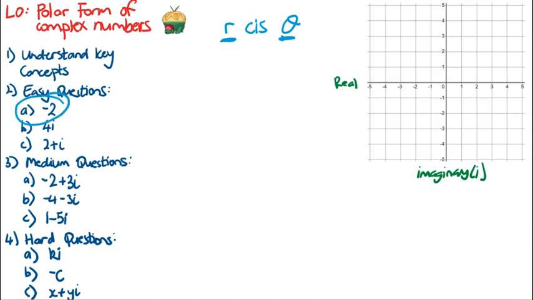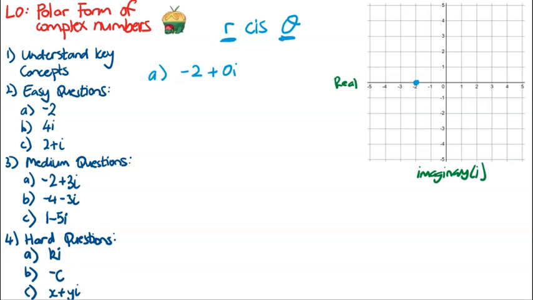So the first question we got here is A. Our rectangular form is -2, but don't forget there's no i's there, so that's actually plus 0i. So we're going to start by visualizing this. Let's plot this on our Argand diagram. So we've got -2 over here, and then there's 0 i's, so that means that point doesn't go up and down. Hopefully you can see that there.